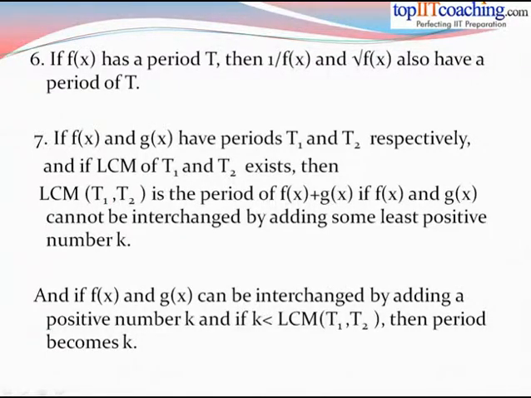So this property says that if we have two functions f(x) and g(x) and the periods are T1 and T2 respectively, and also the LCM of T1 and T2 exists, then the LCM of T1 and T2 is the period of f(x) plus g(x) if f(x) and g(x) cannot be interchanged by adding some least positive number k. And if they can be interchanged by adding some positive number k, then if k is less than the LCM of T1 and T2, the period becomes k. Otherwise, the LCM of T1 and T2 is the period of f(x) plus g(x).